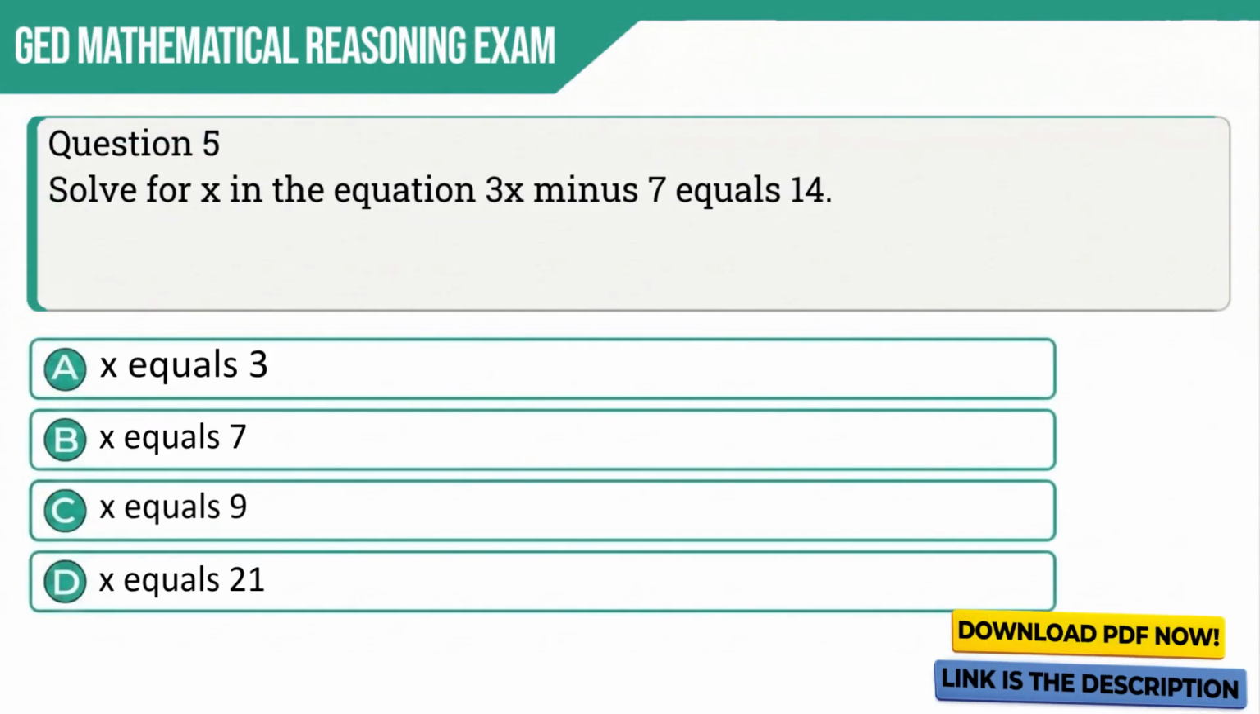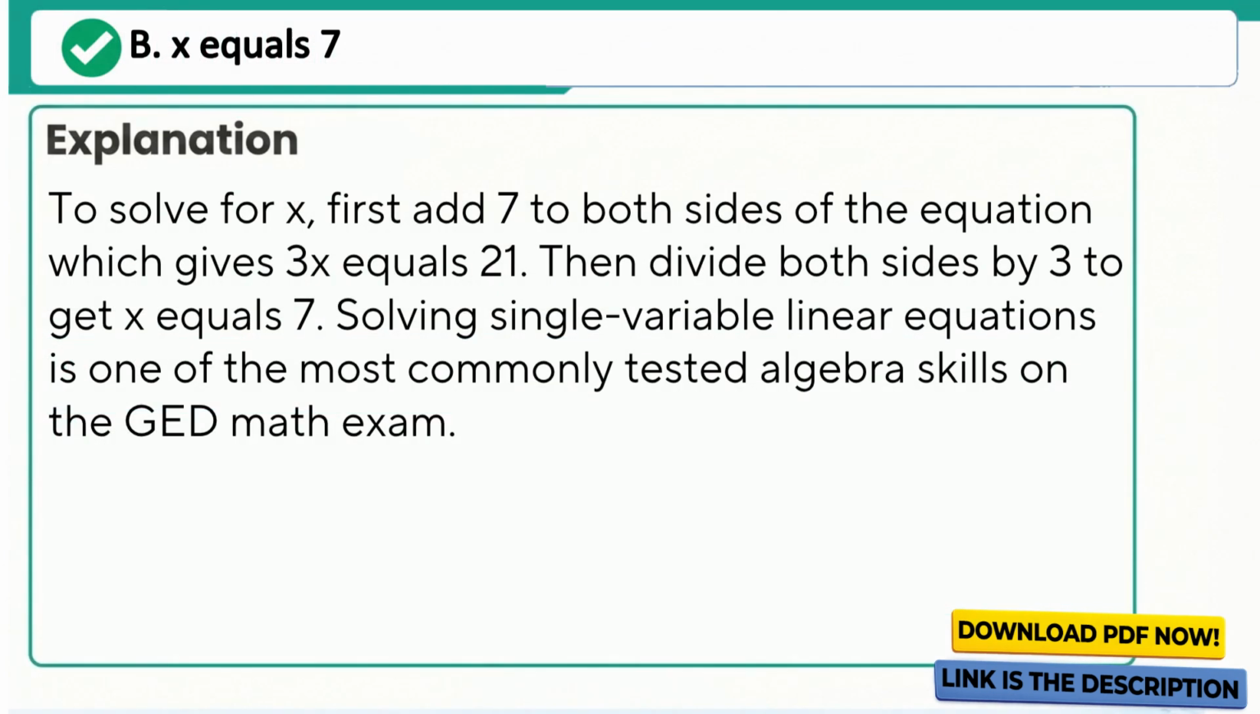Question 5. Solve for x in the equation 3x minus 7 equals 14. A. x equals 3. B. x equals 7. C. x equals 9. D. x equals 21. Correct answer, B. x equals 7.